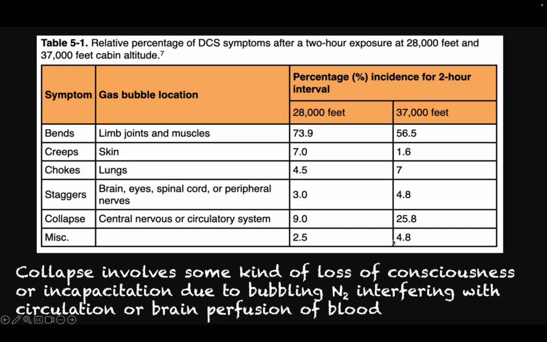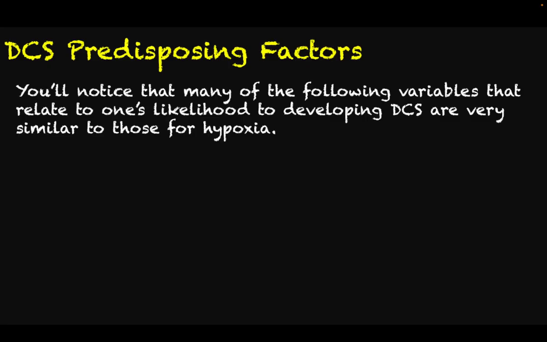You will also notice a huge increase in the incidence of collapse type symptoms. We didn't talk about this on the previous slide, but this is basically the terminal result of type 2 DCS, which involves some kind of loss of consciousness or incapacitation due to the nitrogen bubbling and evolving, interfering with key physiological processes like circulation of blood or getting that blood to the brain. That would definitely explain how someone with that severity of DCS symptoms would completely lose consciousness.